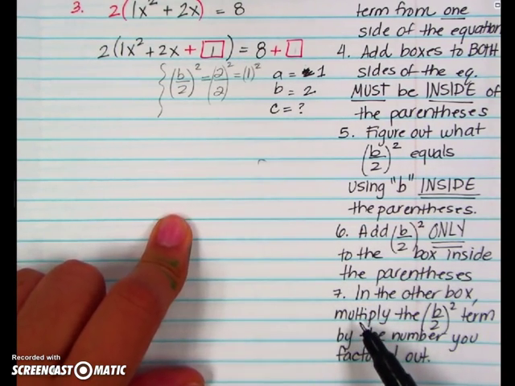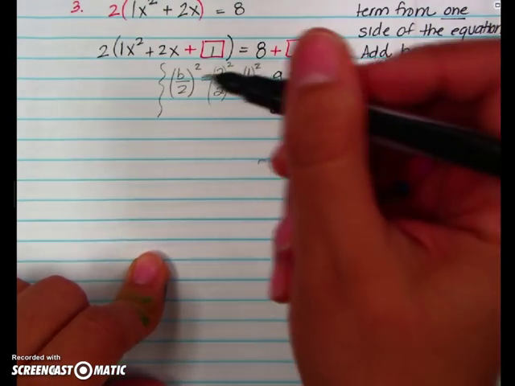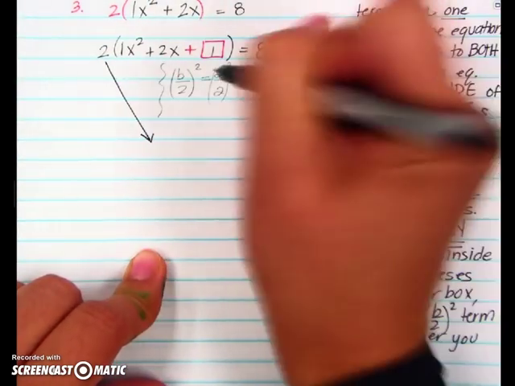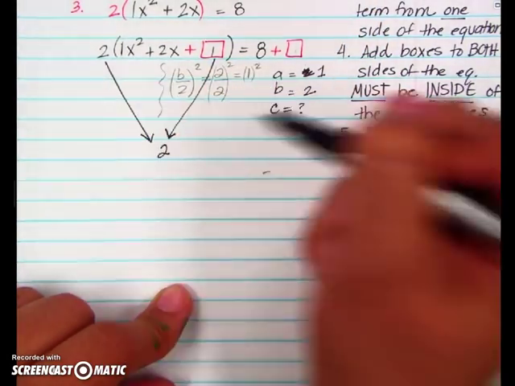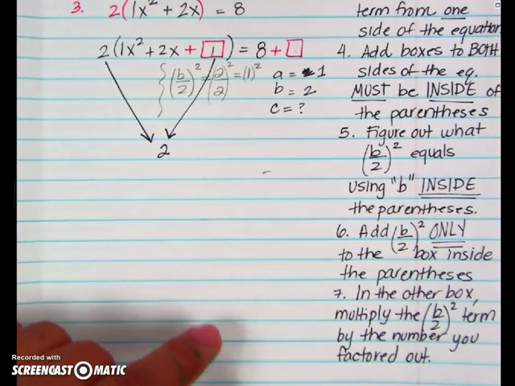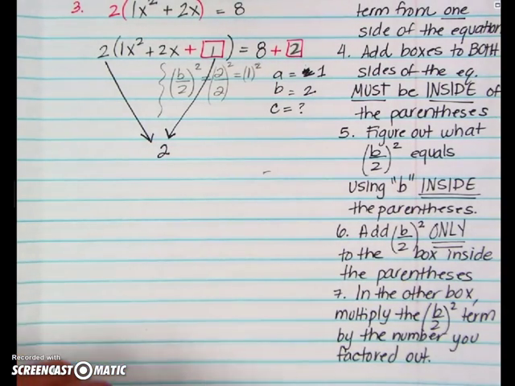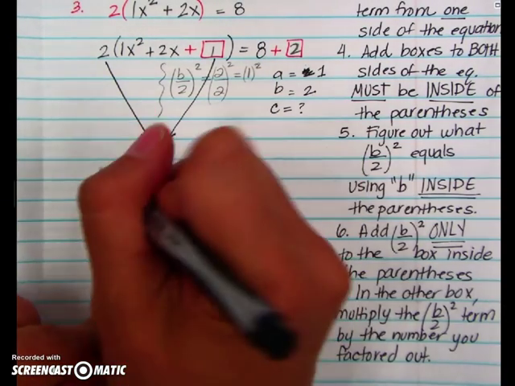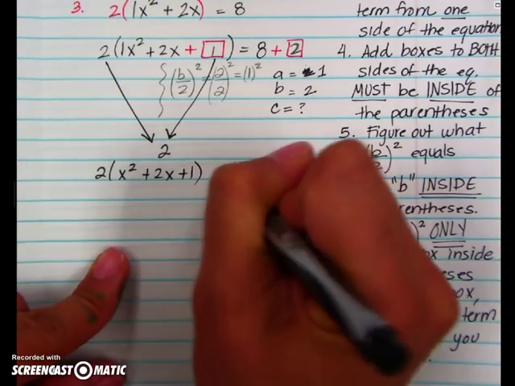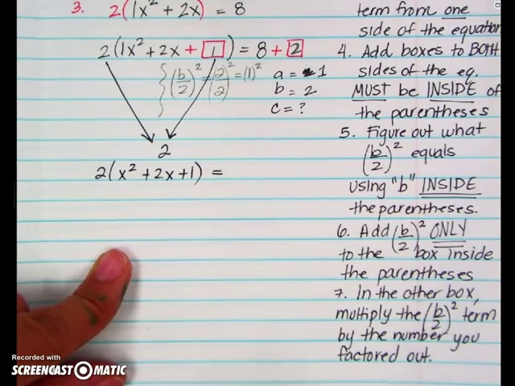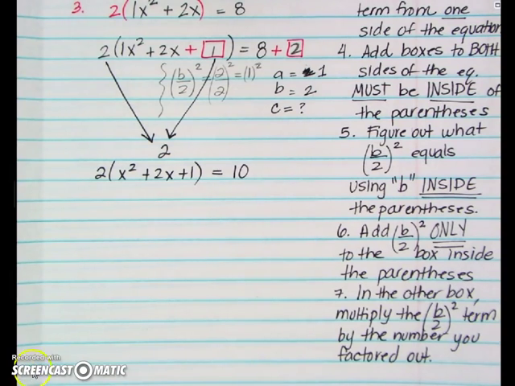And step 7 tells you that in the other box, you're going to multiply this term by the number you factored out. So I'm going to multiply 2 times 1. And 2 times 1 is 2, so that's what's going to go into your second box. So I'm going to put a 2 here. Of course, you simplify, so you're left with 2 times x squared plus 2x plus 1 is equal to, and then what's 8 plus 2? 8 plus 2 gives you 10.